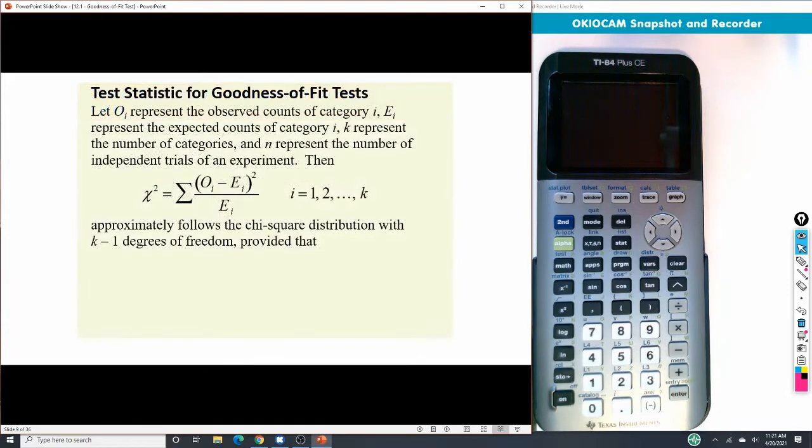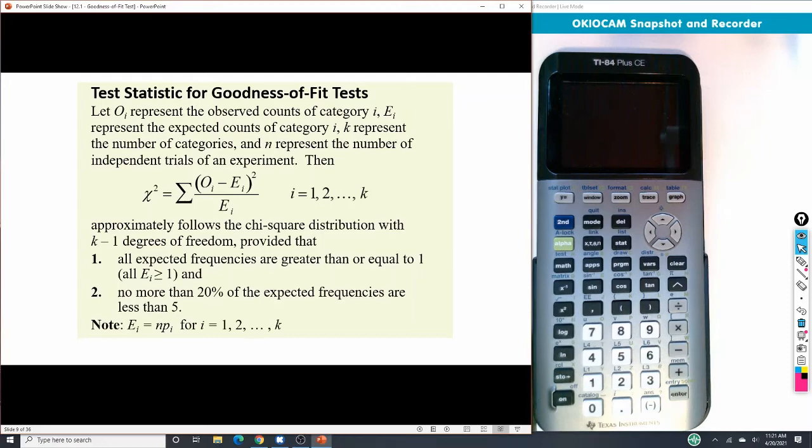Now, what about our test statistic? We're going to have our chi-squared. A lot of this we're going to do in the calculator, so it's not going to be that big of a deal. But we have to remember that we have degrees of freedom because we're talking about chi-squared here, and we're going to keep that in mind. It's always n minus 1.